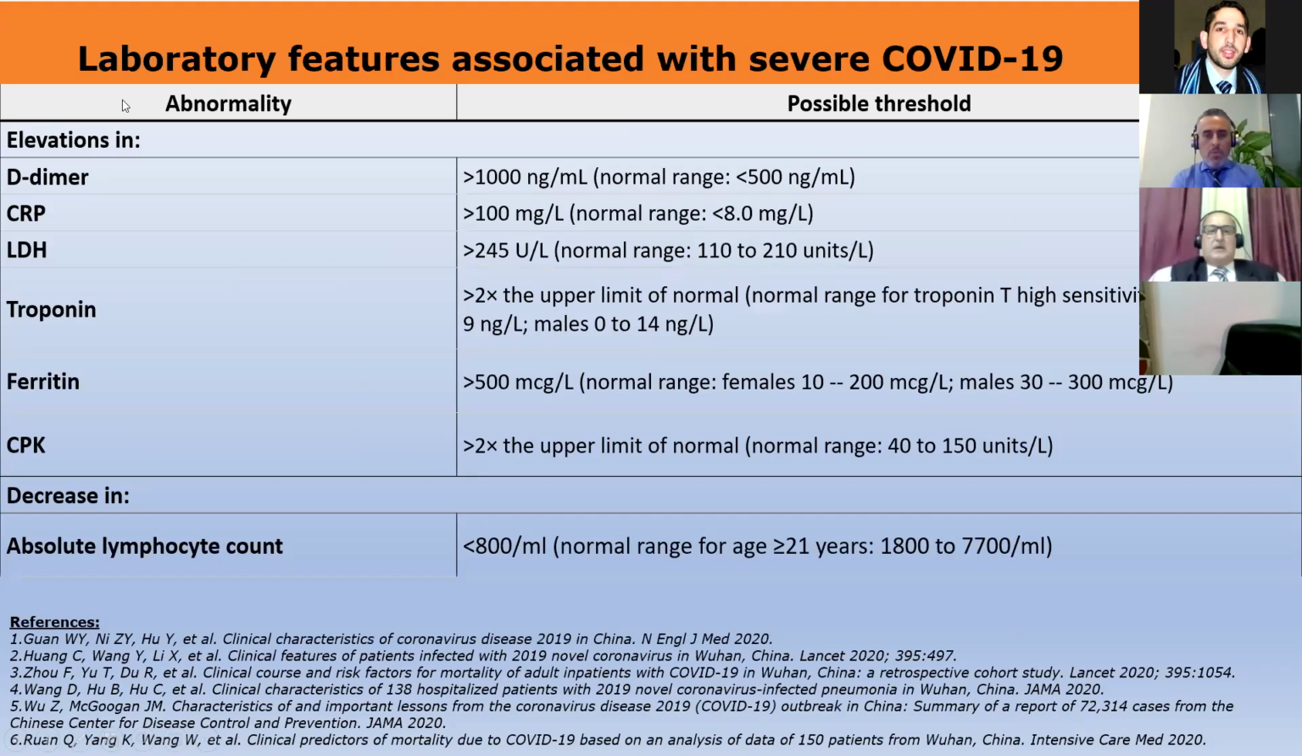If we look for the lab tests that are associated with severe COVID: D-dimer above 1,000, CRP more than 100, LDH more than 245, troponin more than twice the upper normal limit, ferritin more than 500, CK more than 2 times the upper normal limit, and absolute lymphopenia less than 800. These parameters and biomarkers are important, as they can give a clue for the future course of the disease in that patient, in order to be aware, to choose the right treatment, and for close monitoring.